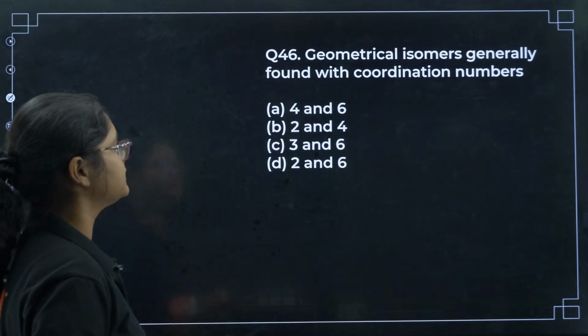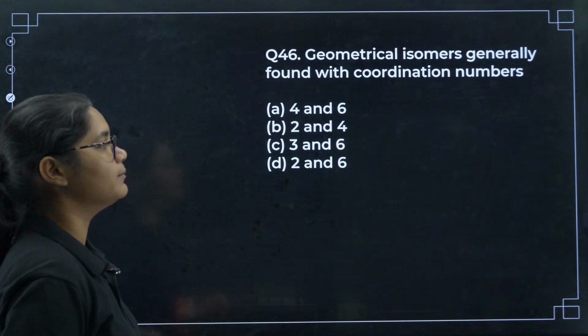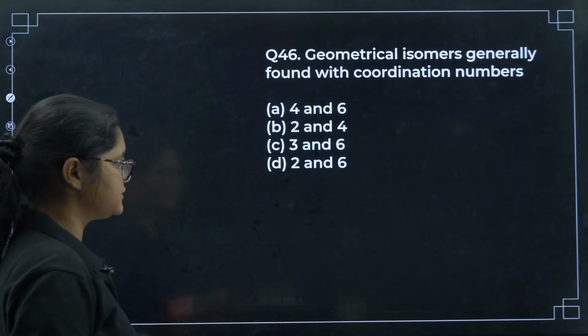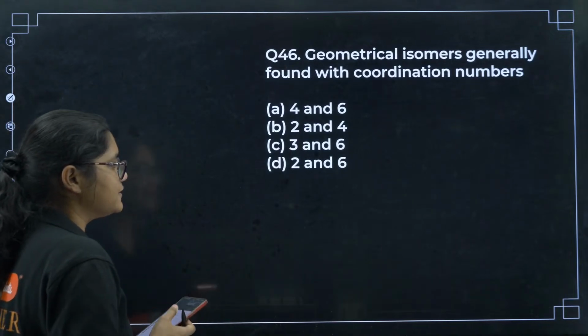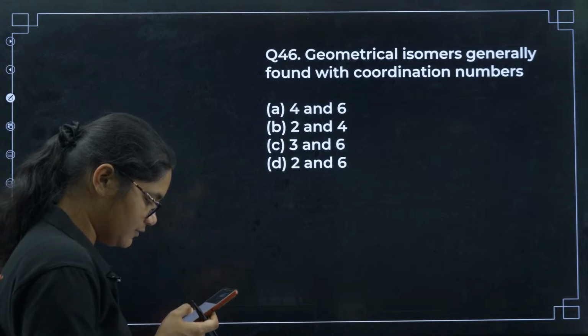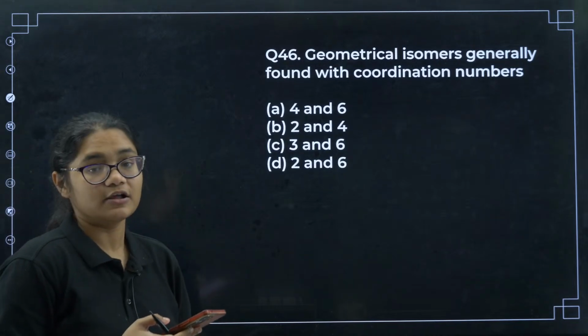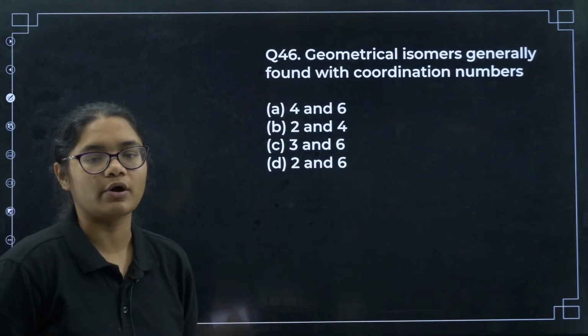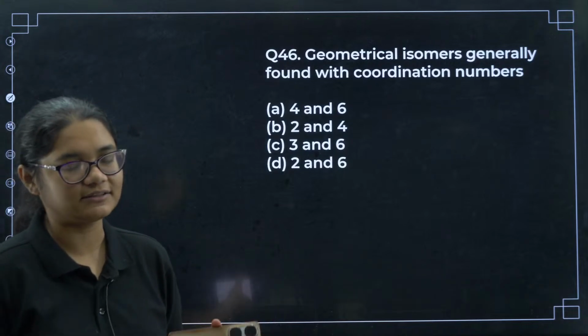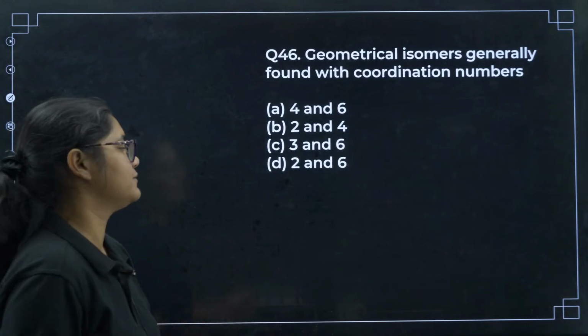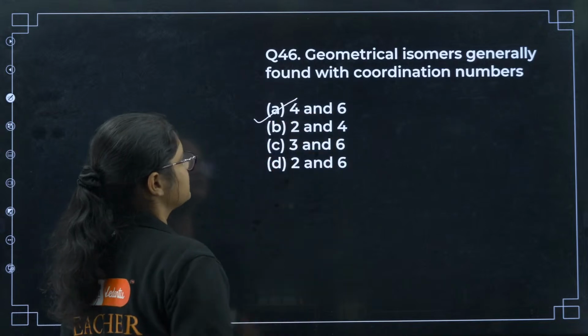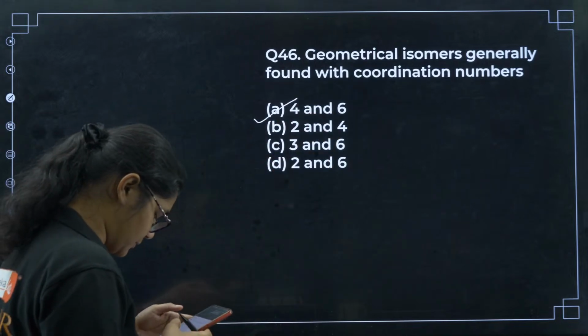Geometrical isomers generally found with coordination number, okay, 4 and 6, 2 and 4, 3 and 6, 2 and 6. In which case we can generally find geometrical isomers. So you know in coordination number 4 we will have cis and trans, and in coordination number 6 we will have cis and trans. So the correct answer for this question will be option number A.